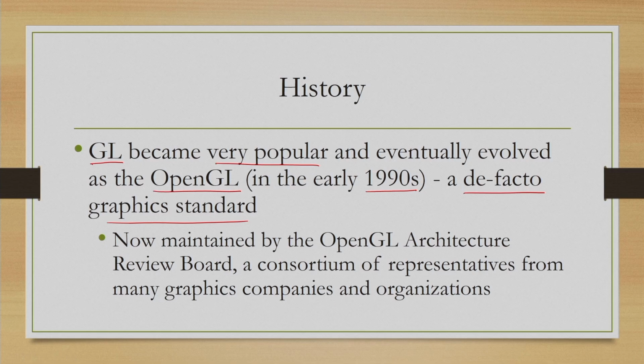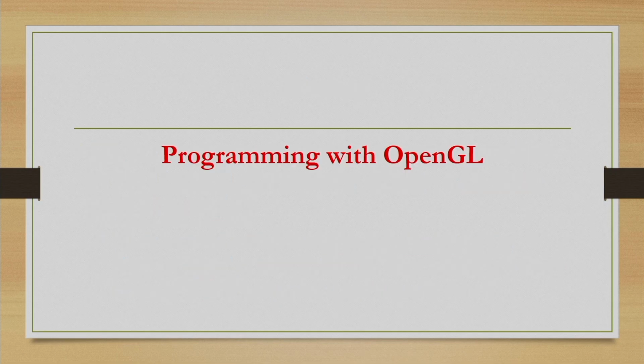Now, this standard is maintained by the OpenGL Architecture Review Board, which is a consortium of representatives from many graphics companies and organizations. Now, let us try to understand what is there in OpenGL, what functions it provides and how to use those functions.